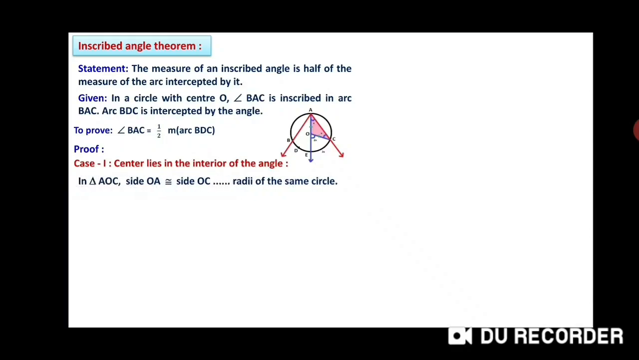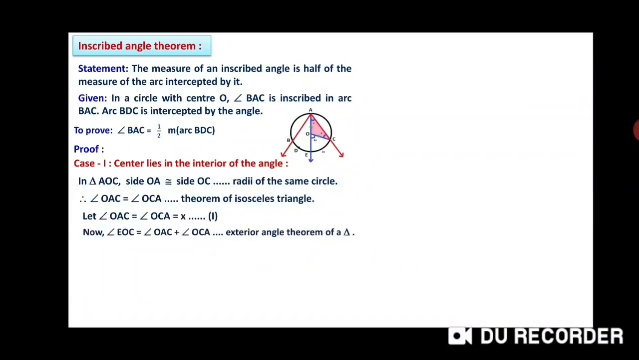So in triangle AOC, side OA is equal to OC, radii of the same circle. Therefore angle OAC is equal to angle OCA, theorem of isosceles triangle. Then let angle OAC be equal to angle OCA be equal to x. Now angle EOC is equal to angle OAC plus angle OCA, exterior angle theorem of a triangle. Therefore angle EOC is equal to x plus x, that is 2x.